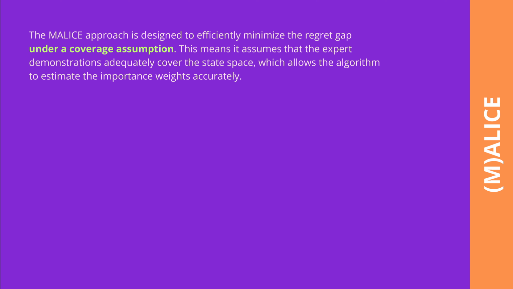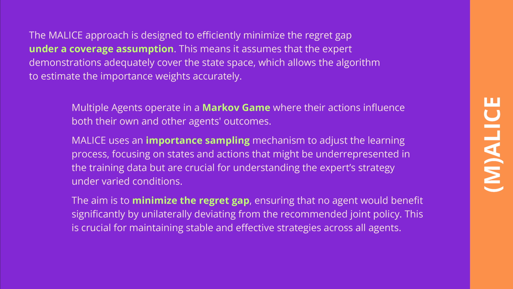Now the coverage assumption means that the expert demonstration adequately covered the complete action space, which allows the algorithm to estimate importance weights accurately. But you know, in real time it is different. So those multiple agents operate in a Markov game where the actions influence both their own and other agents' outcomes. We have the mechanism of importance sampling to adjust the learning process, and the aim overall is to minimize the regret gap and not just the value gap as in part A.